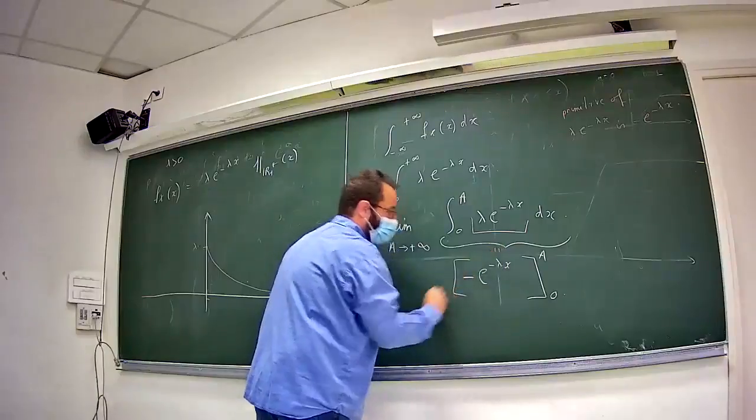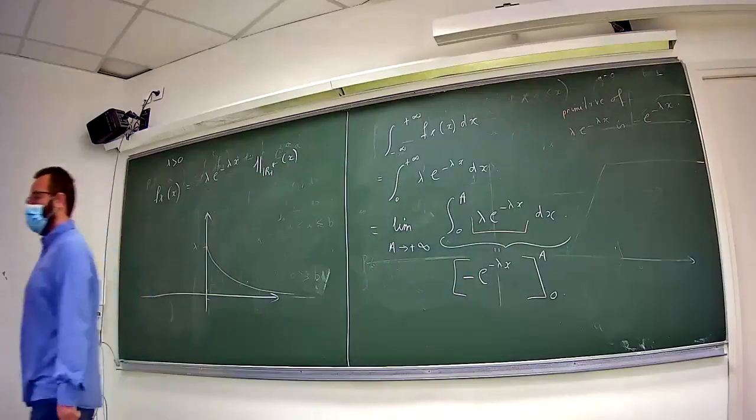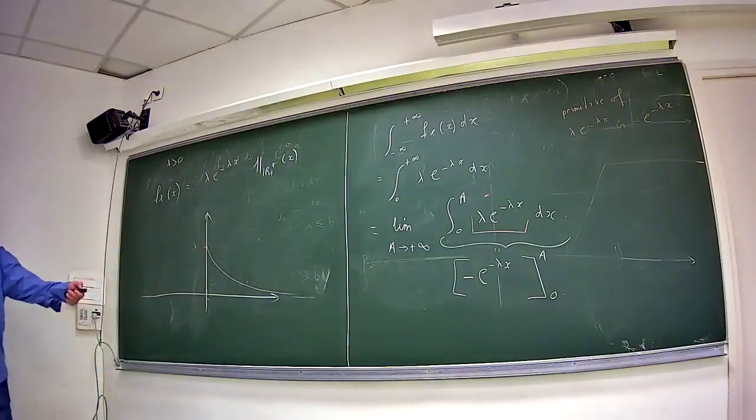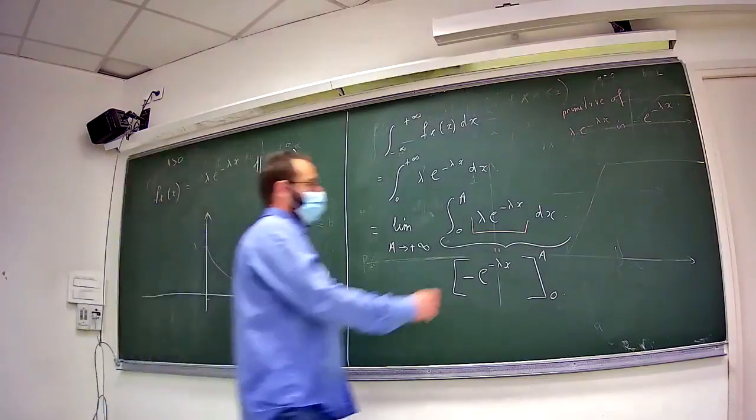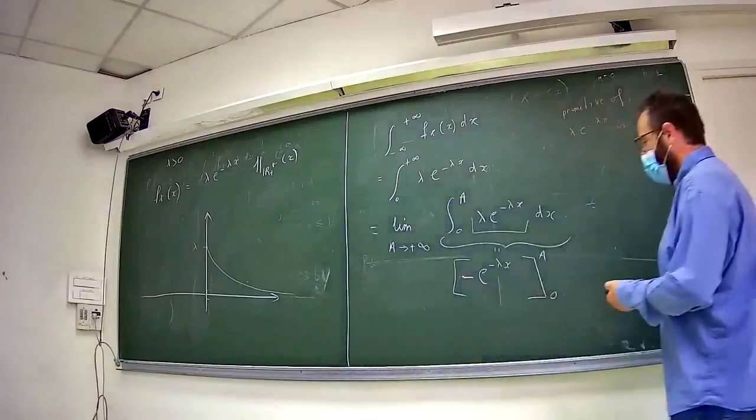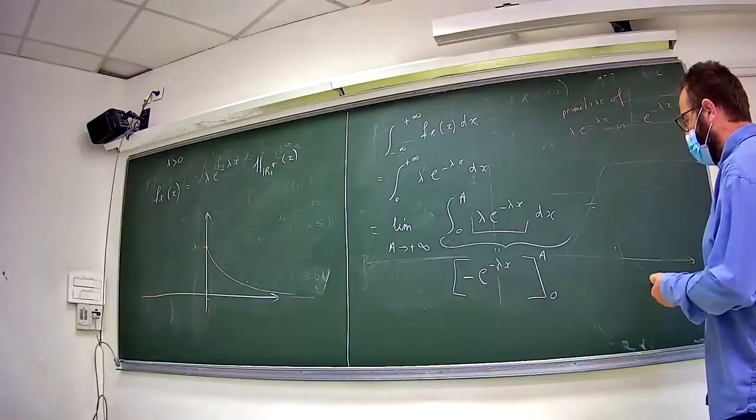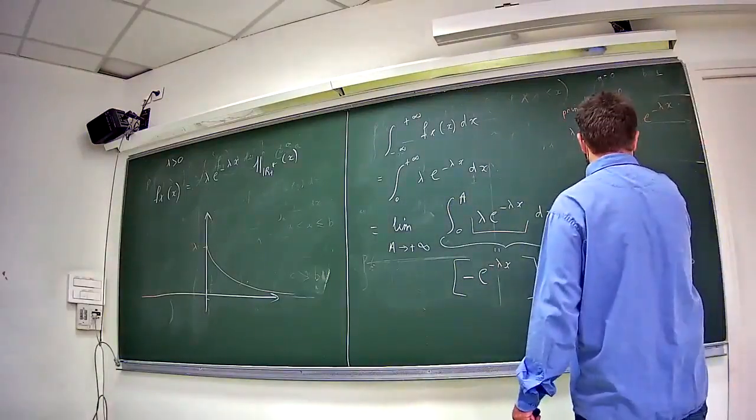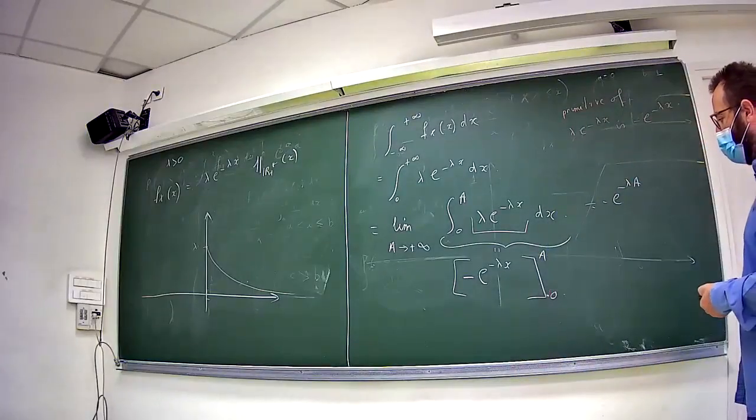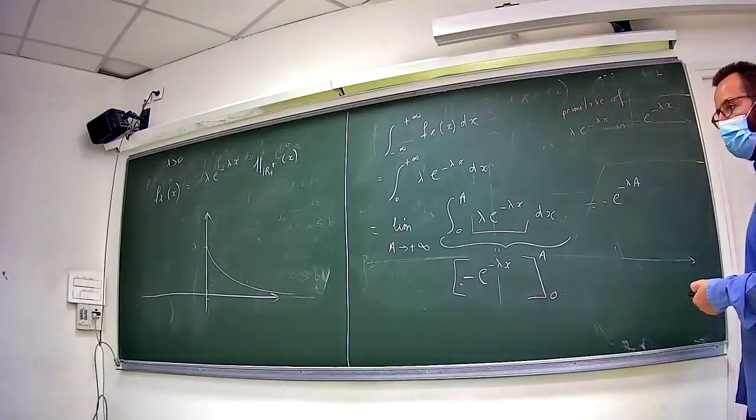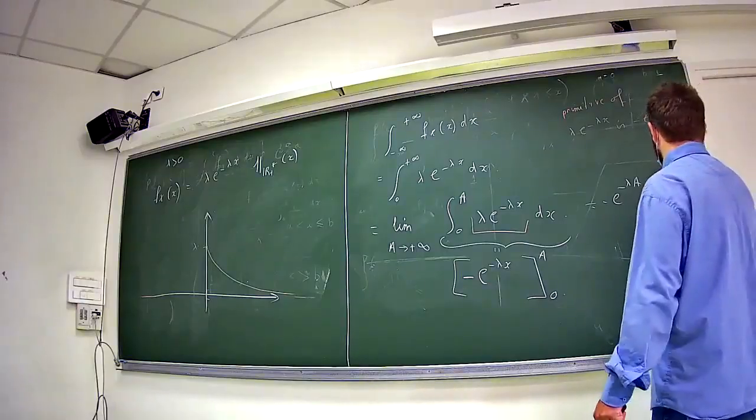It's a notation, you can write it also this way if you want, with the double bracket. This integral is none other than the primitive taken between capital A and 0. And what is this? At capital A, I have minus exponential minus lambda A. And I have minus what happened at 0, so I have a double minus, plus 1.